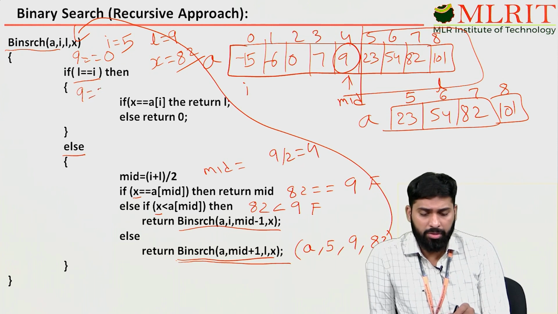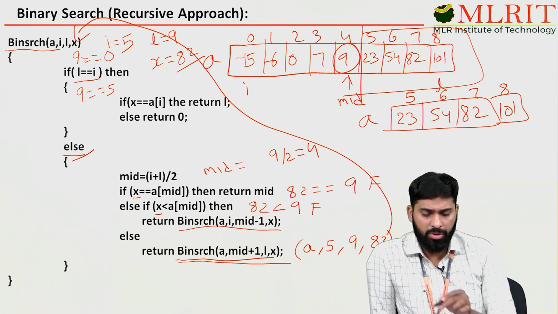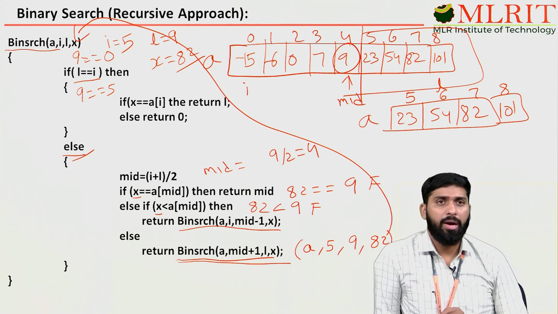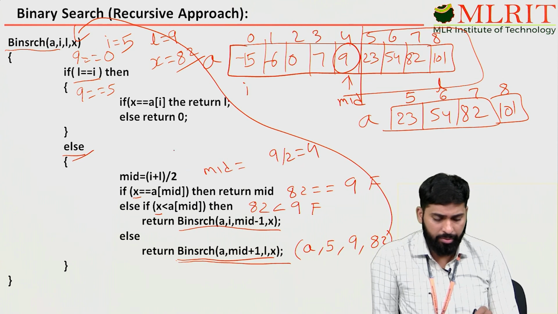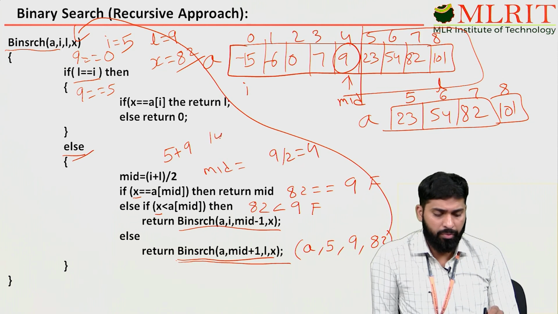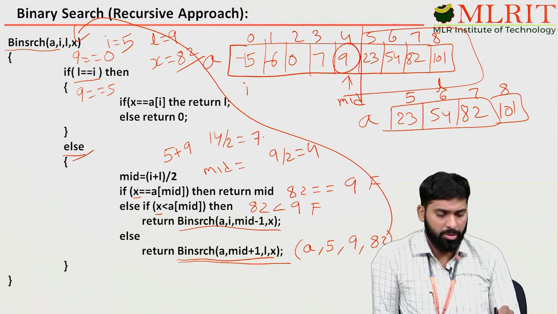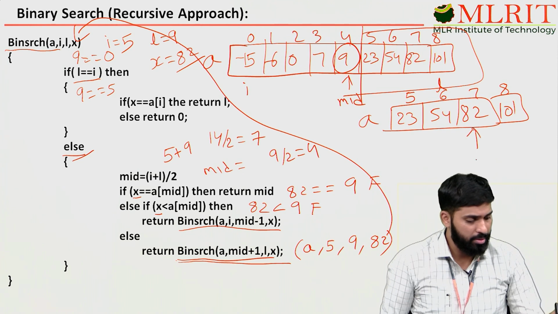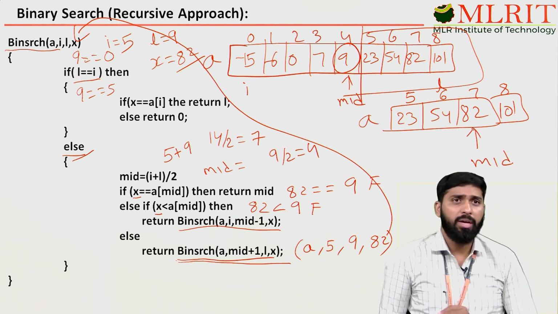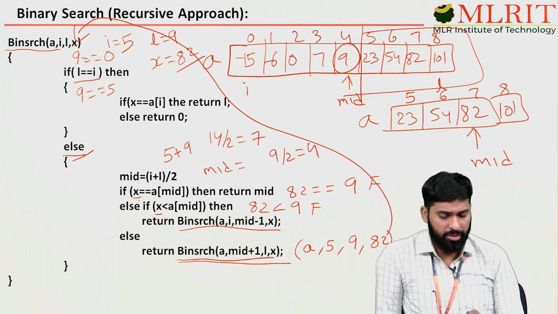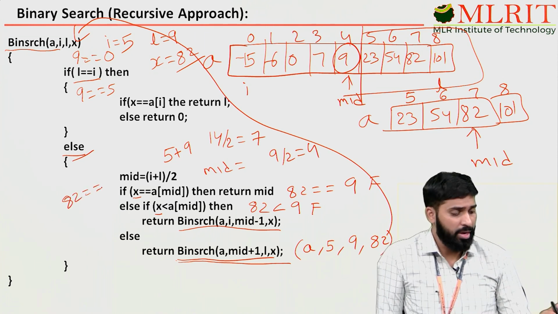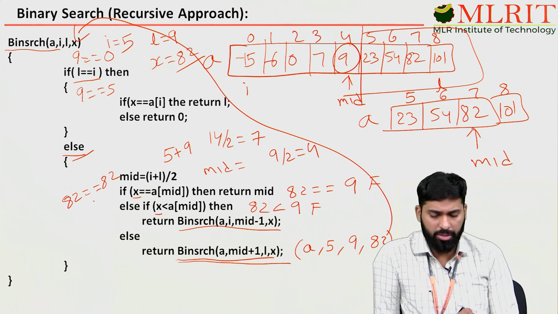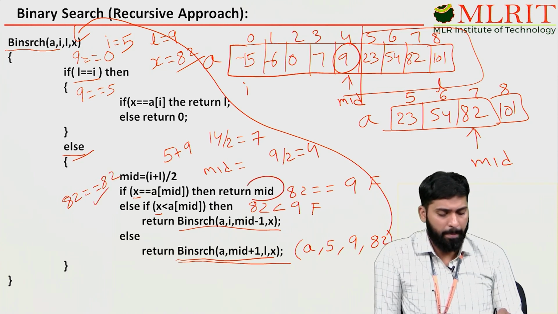Now you compare. What is L here? 9 equals 5? No. So go to else. Mid equals I plus L by 2. What is mid now? I is 5, L means 9. That is 14 by 2. Now mid equals 7. Now this is the mid. X, what is X? 82 equals A of mid. A of 7 is 82. Yes, it is true. So we return the mid value.